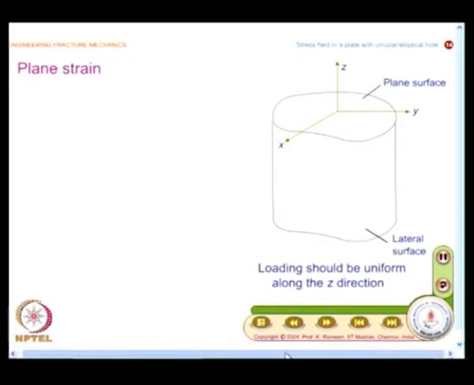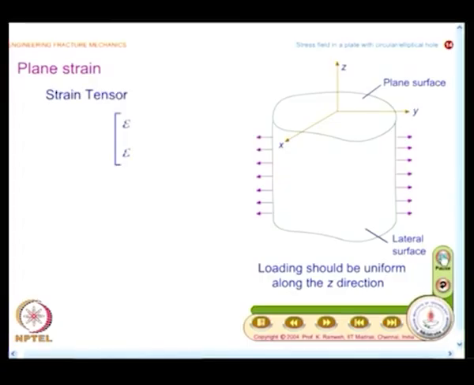Now, we move on to plane strain. The moment you come to plane strain, you all know that you have to look at the thickness is sufficiently long, and another important aspect is loading should be uniform in the thickness direction. Here it is shown as direction z. If the loading is not uniform, you cannot idealize a situation as plane strain.